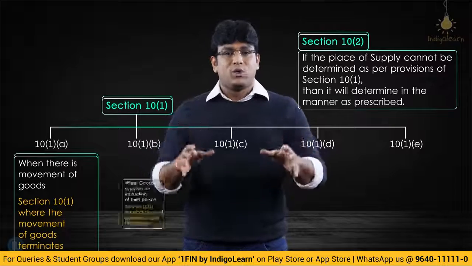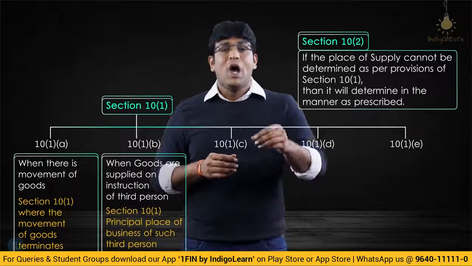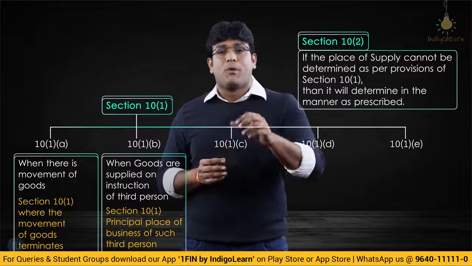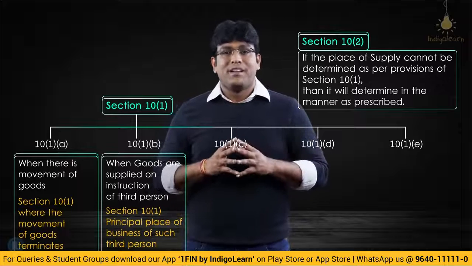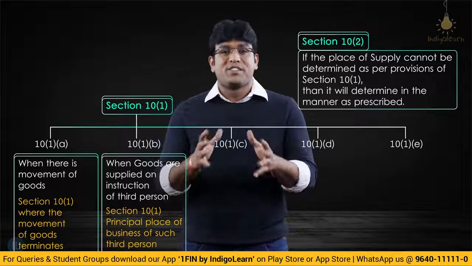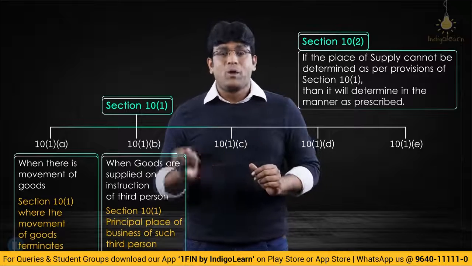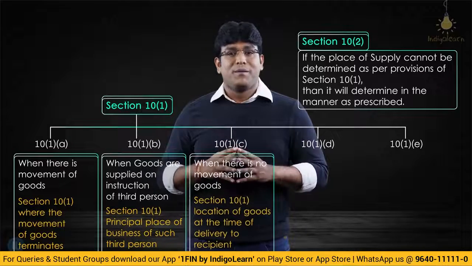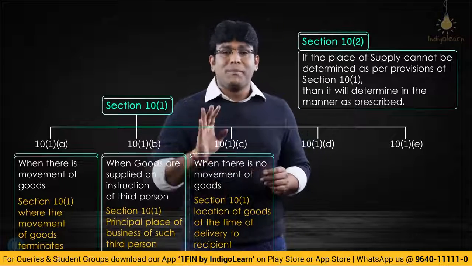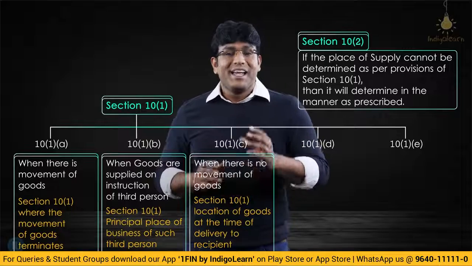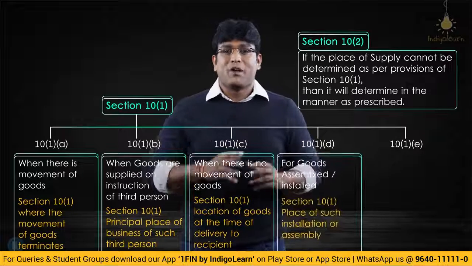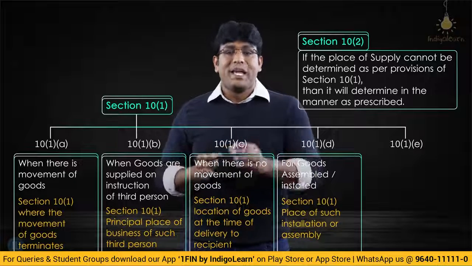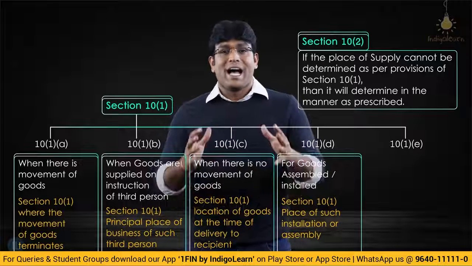10.1b will apply when goods are supplied by supplier to the recipient on the instructions of third person. Technically we call it as bill to ship to model. In that case, place of supply will be principal place of business of such third person. 10.1c talks about place of supply in case where there is no movement of goods. Place of supply will be location of goods at the time of delivery to the recipient. Then 10.1d talks about place of supply for goods assembled or installed. For that, place of supply will be place of such installation or assembly.